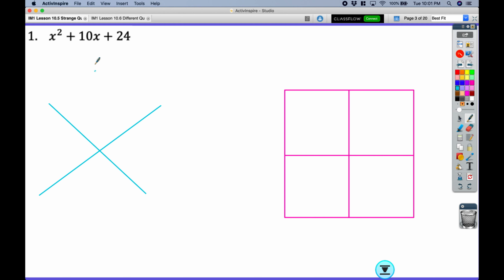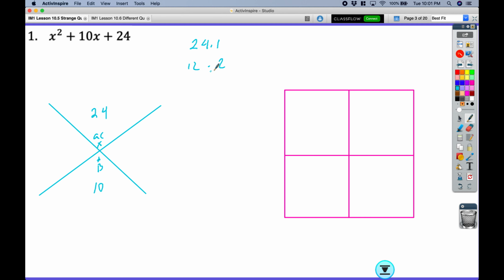Alright, so like I said, what we did on the previous ones, remember we have this little X thing to help organize our work, and we're looking for things to multiply to AC and add to my B value. So my B value is 10, and I got these two values of 1 times 24, which is 24. So you basically look at the factors of 24, and you see which one of these would add to a positive 10. So I know both of my values are positive.